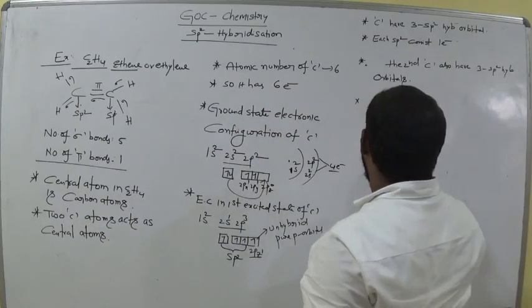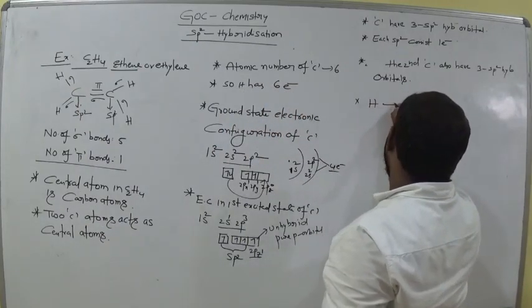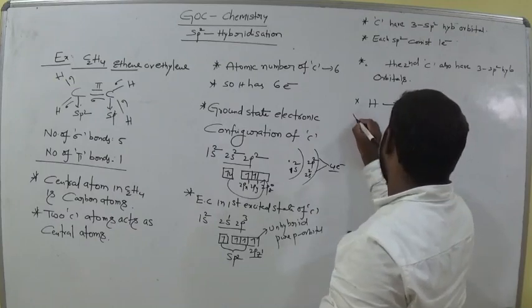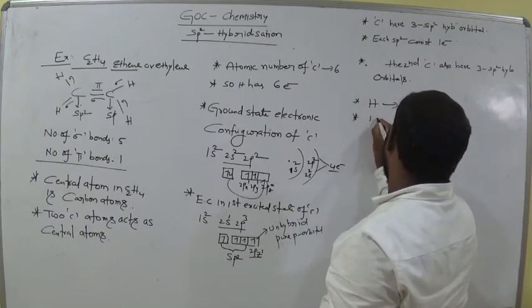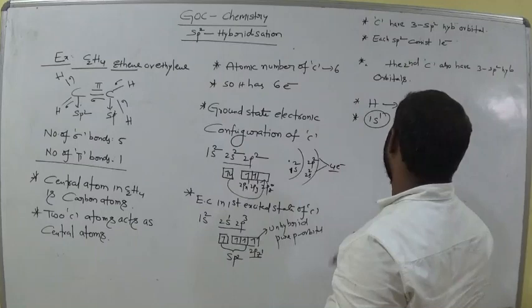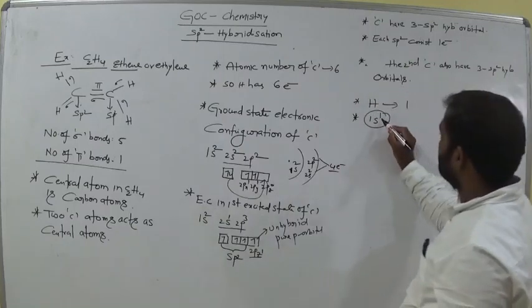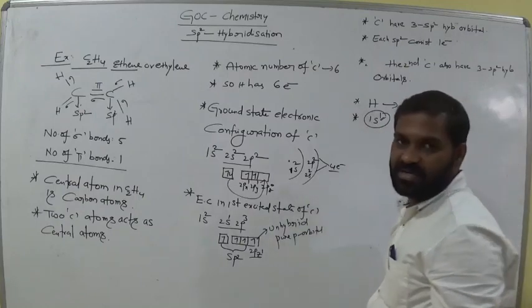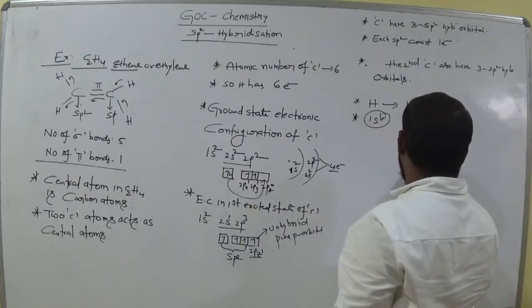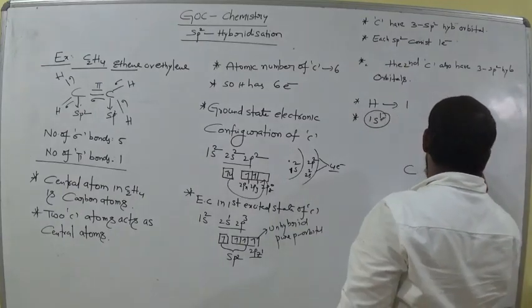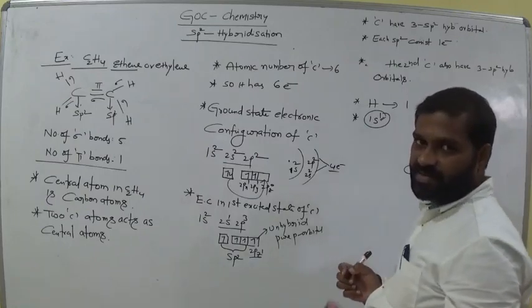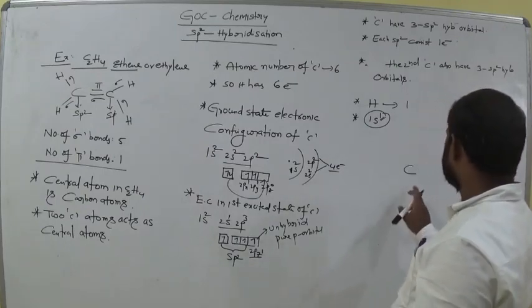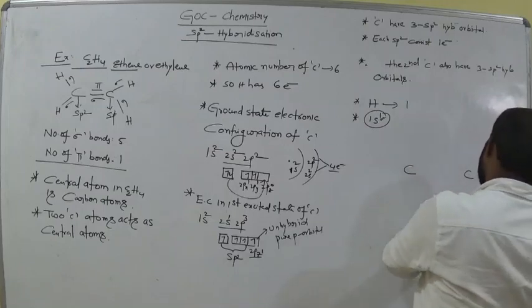Okay. Now hydrogen, what is its atomic number? 1. Write its electronic configuration: 1s1, s orbital. In the s orbital, 1 electron is there. Okay. Now it interacts with carbon. Now let's take, this is carbon, this is carbon. Clear, all of you? Listen carefully. This is carbon and this is carbon. Is it clear, ma?